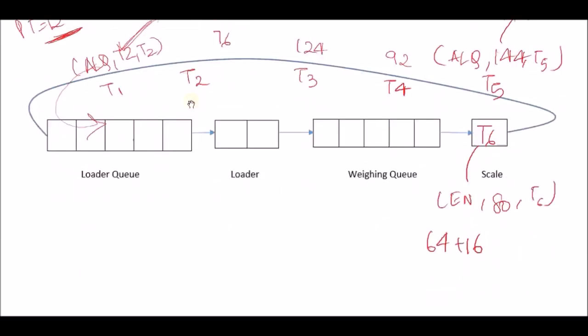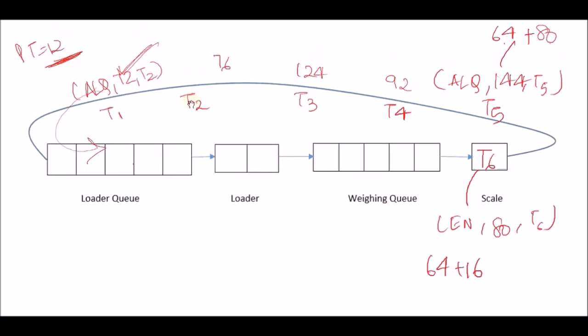Now we need to choose the imminent event. So the imminent event among these is going to be 72. So in the next clock cycle, 72 is going to be our clock cycle start. And when this event happens, what is going to happen? This is going to come to the loader queue. But there's nothing in the loader, so there's no point in waiting. So it's directly going to go into the loader. And so this is going to remain constant, and so is this.